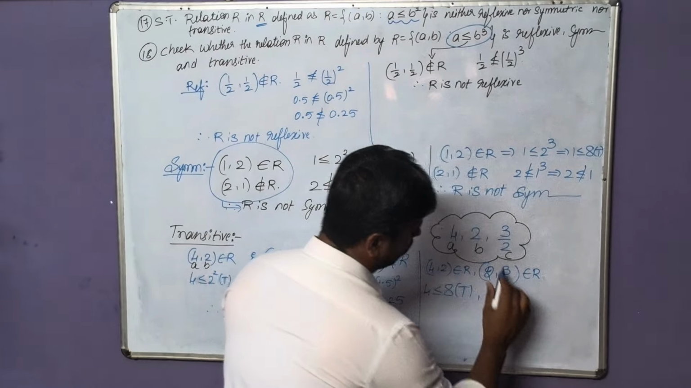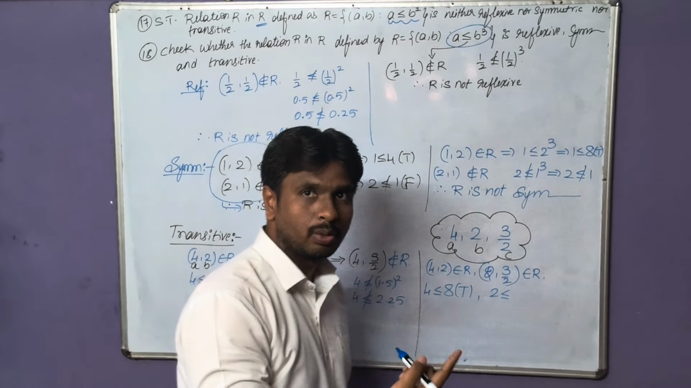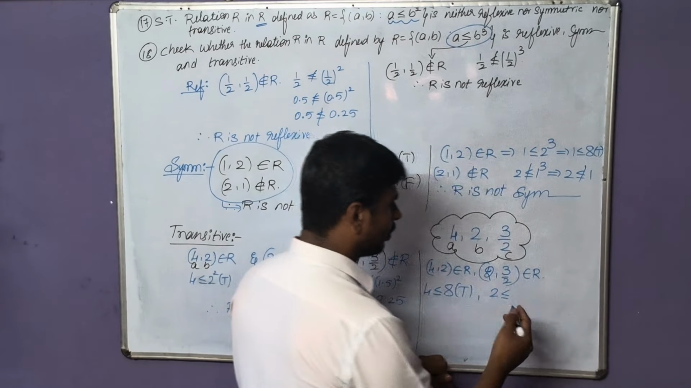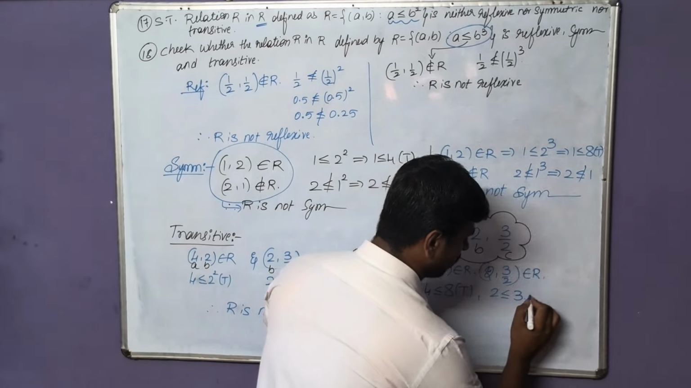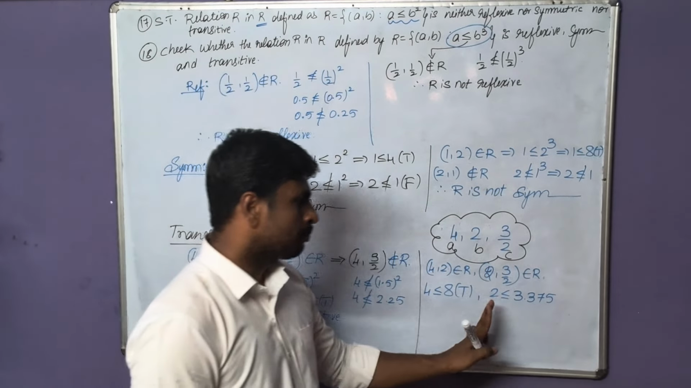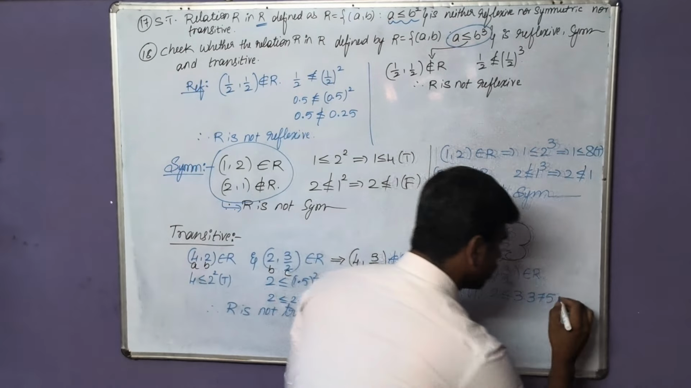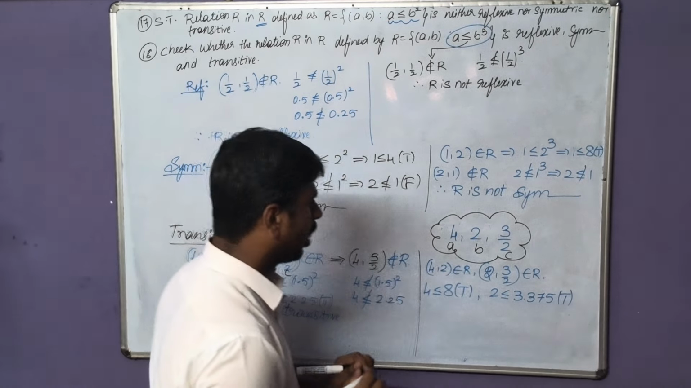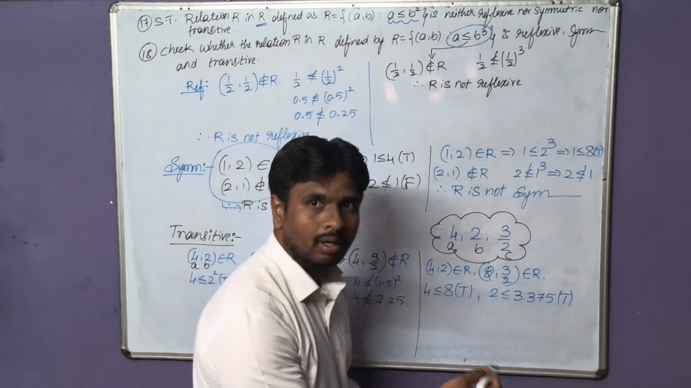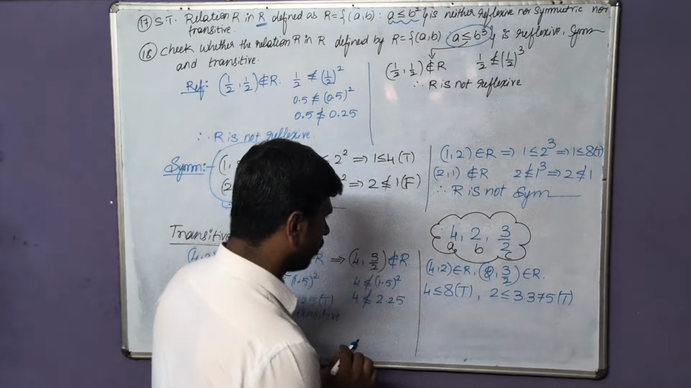Similarly, 2 is less than or equal to (3 by 2) cubed. 3 by 2 is 1.5, so 1.5 into 1.5 into 1.5. If you multiply 1.5 three times, you will get 3.375. If you want, you can cross check. And it is very clear that the value of 2 is lesser than 3.375, which is true. Okay. And now I need to cross check whether (A, C) belongs to R or does not belong to R. Our intention is to prove that it does not belong to R. I will let you know how it is.